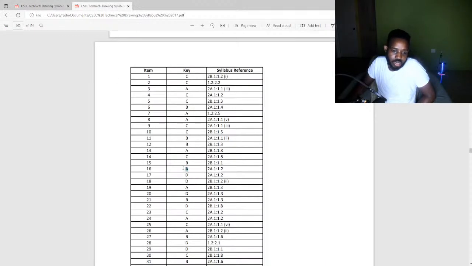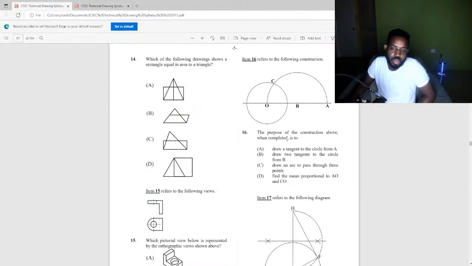Yeah, it's A. Number 16 is indeed A. So what we're doing here with this construction is we're trying to draw a tangent to the circle from A. That tangent would go from A and go through C, which is the point of tangency. So it is indeed A.